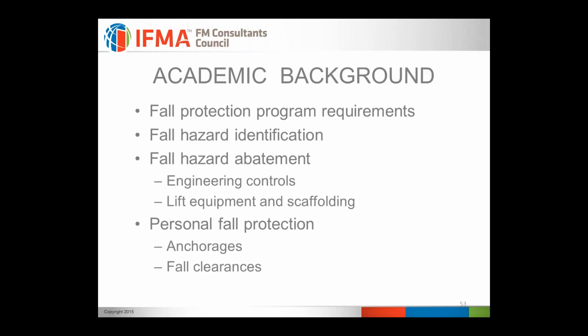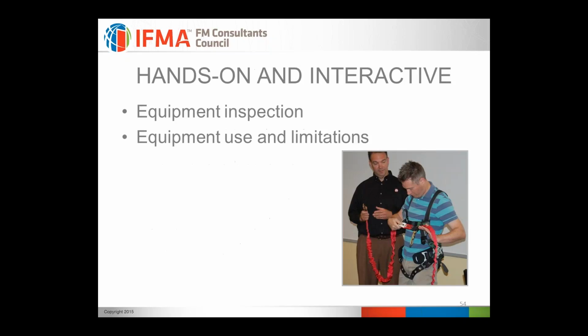There's the book learning part of it, right? There's the academic background, we might call it, the program requirements, hazard identification, and this primarily we're talking about now the competent person class. And one of the reasons that we think the classes need to be longer than a day or two is because you really want to focus more on different hazard abatement strategies than only personal protective equipment. And so the things you can see listed on your screen there, the fall hazard abatement tools like engineering controls or proper use of lift equipment, and then certainly talking about personal fall protection, anchorages and fall clearances, that's got to be part of it too.